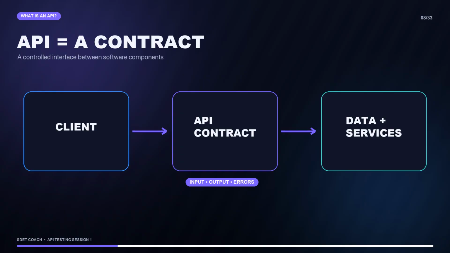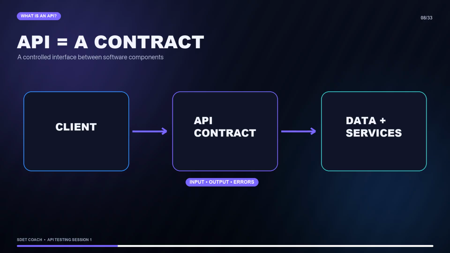API stands for Application Programming Interface. The expanded words matter less than the idea. An API is a controlled interface that lets one software component ask another component to perform an operation or return data. It acts as a mediator between the front end and the systems behind it.